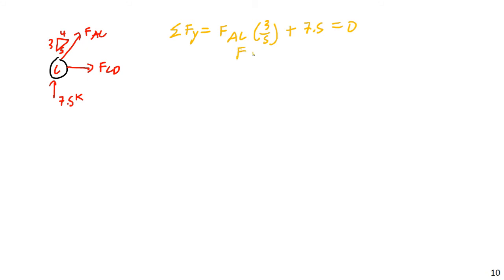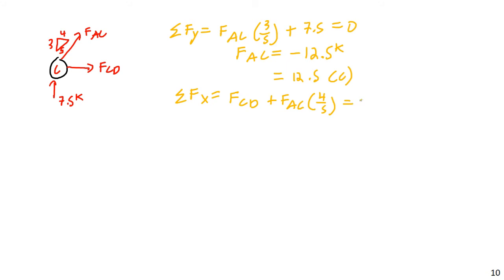And if you solve that, you will find that FAC is going to be equal to negative 12.5 kips, or that is 12.5 kips in compression. Next, I'm going to do a sum of forces in the x direction, and that would be FCD plus FAC times 4 over 5, and all of this is going to be equal to 0.